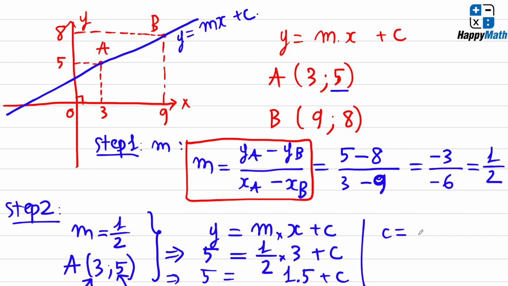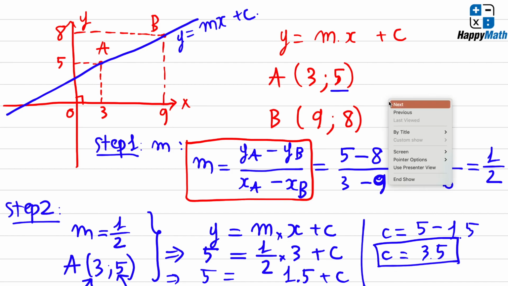So what is the value of c? You have 5 minus 1.5, and you get 3.5. So c equals 3.5. That's all. So until now, you have the value of m and the value of c. M is 1 over 2 and c is 3.5.